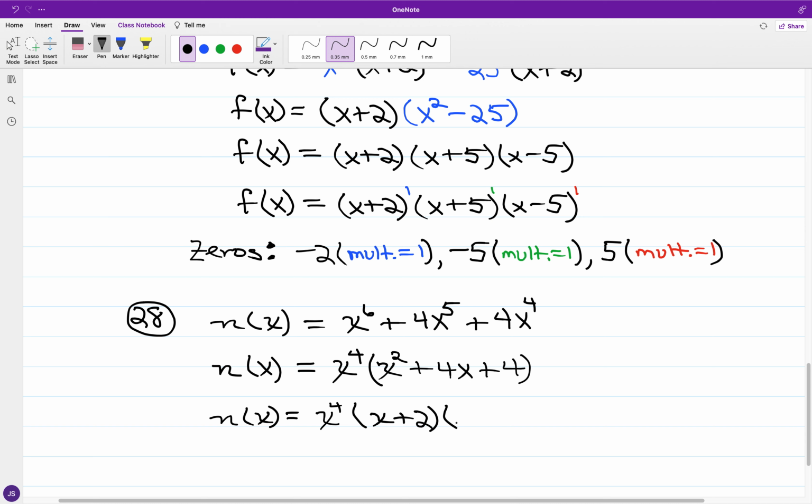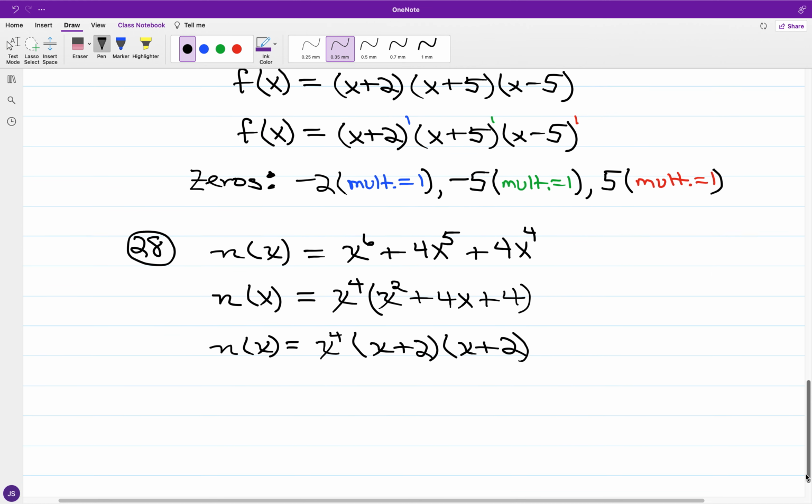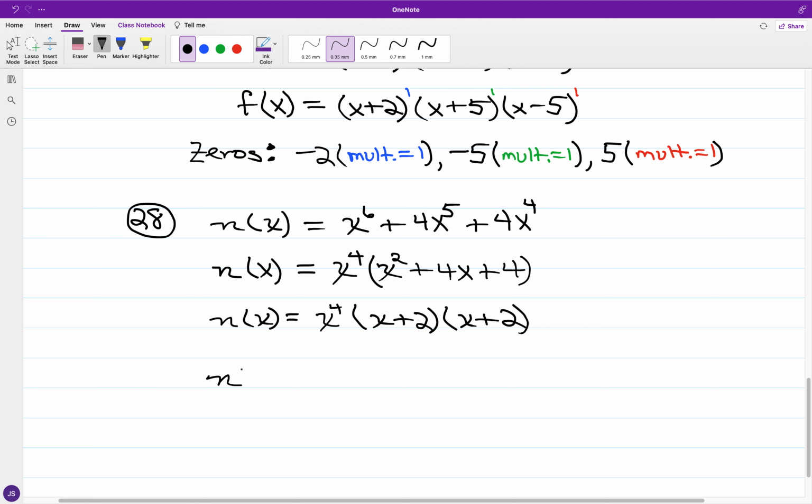This would be a case of where we have a squared trinomial, meaning that you're going to have the same binomial factored out and just clustering together. Okay, so we got x to the 4th. Now for x plus 2 times itself, I want there to be one appearance explicitly for any factor that repeats. Okay, so we have x plus 2, but to signify that x plus 2 repeats once, we have 2 of these show up. So we have n of x is equal to x to the 4th times the square of x plus 2.